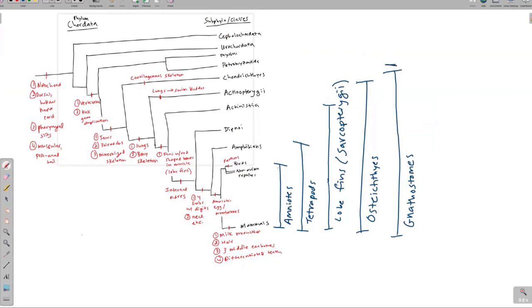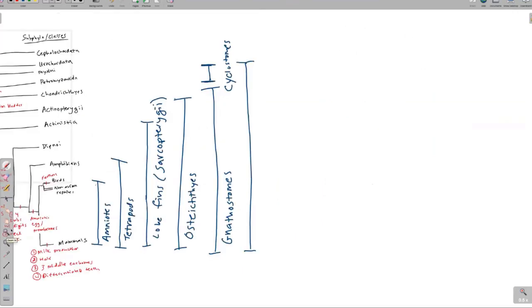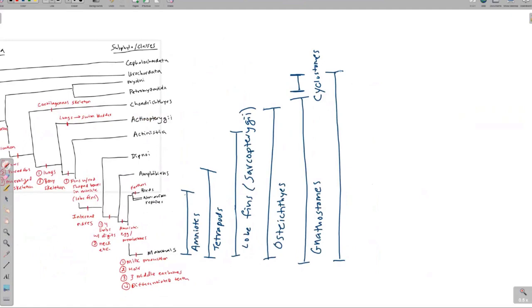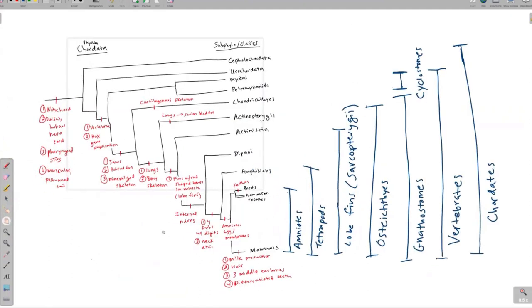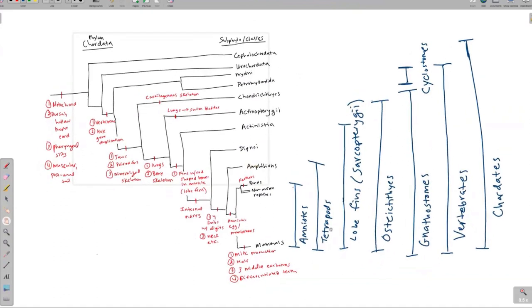I'm going to do this here because I want it to contrast with this. They sometimes might call them Agnatha, but the more modern name that I'm going to use is cyclostomes, again meaning jawless mouth. So the cyclostomes and gnathostomes are all called vertebrates. And then of course, all these are in Chordata, so they're chordates. So that's your phylum Chordata. Pause that there if you need to.